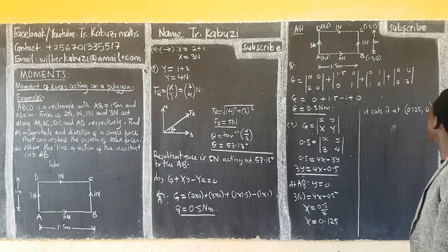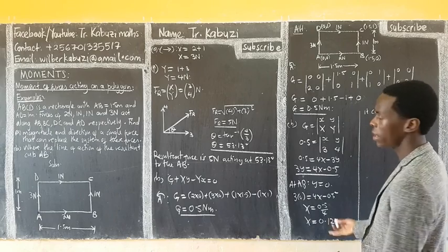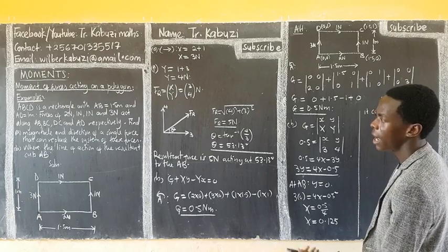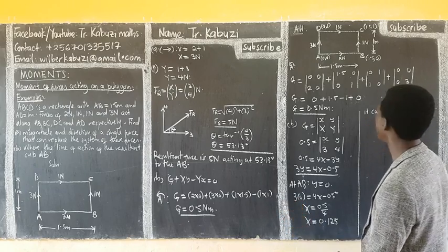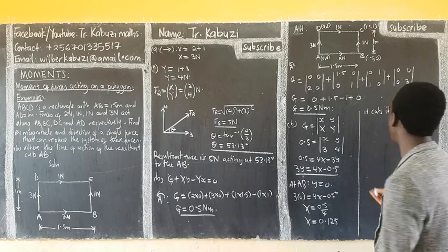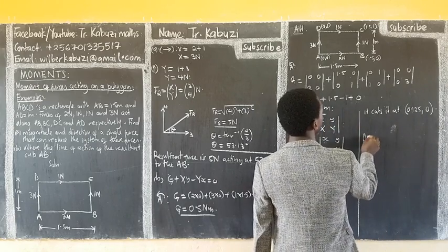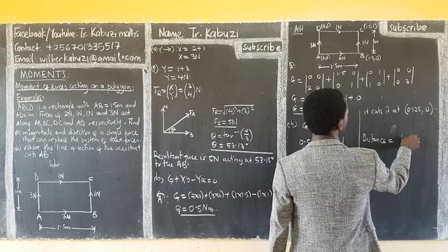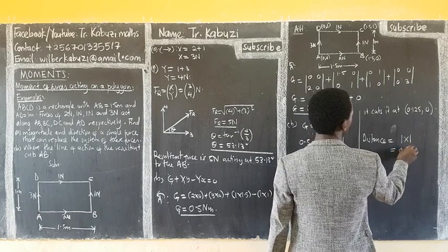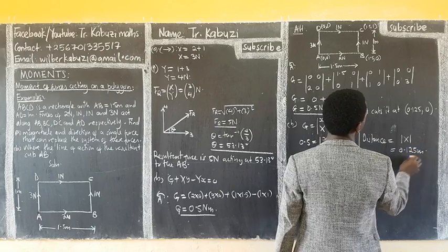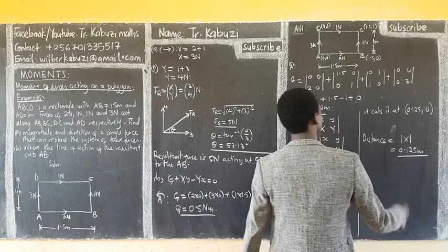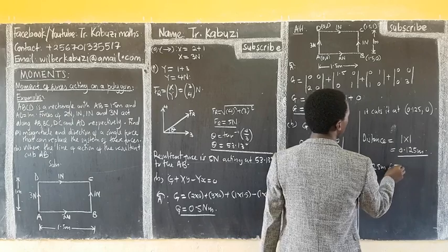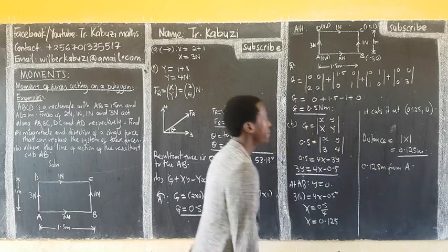So they asked the distance where the line of action of the resultant cuts AB. This is where it cuts AB. Then if you want the distance, we shall just get the magnitude of this x, which will be 0.125 meters. So 0.125 meters from A, as simple as that.